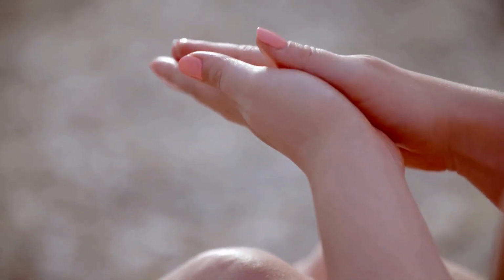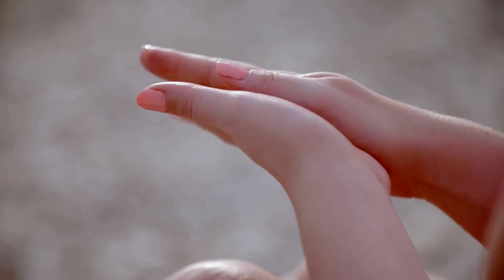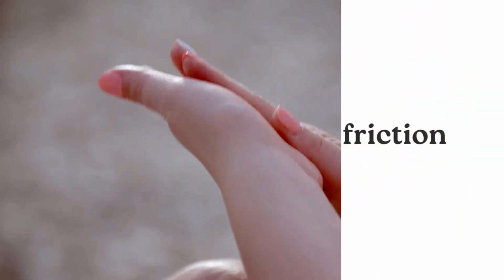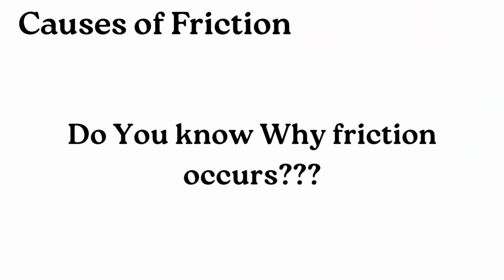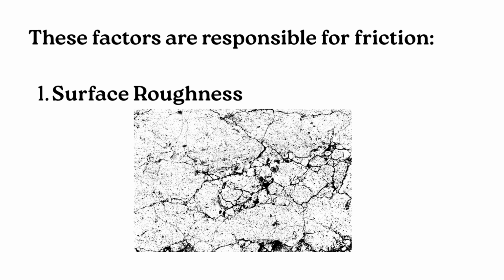That resistance is the force of friction. Let's understand it with an example. Rub your palms together. You feel heat and resistance. That is friction. Now, what are the causes of friction? Why does friction occur? There are three main reasons.